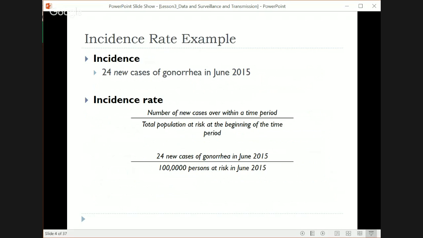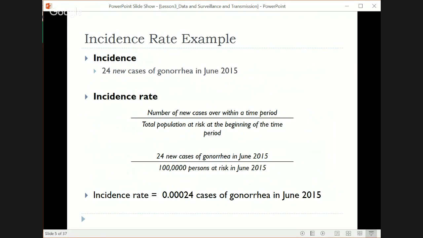All right, so in this example, we were saying there were 24 new cases of gonorrhea in June 2015, over 100,000 persons at risk in June of 2015. This gives you an incidence rate of 0.00024 cases of gonorrhea. Because this number is hard to interpret, what you'll usually see is an incidence rate expressed per some population, so per 10,000 population, per 100,000 population. And to express something per 10,000 population, all you need to do is multiply this 0.00024 by that number.